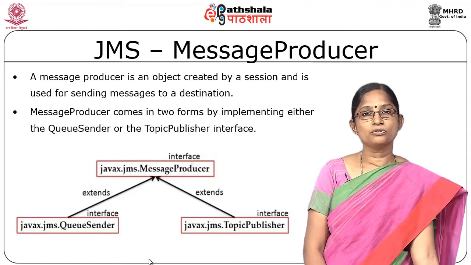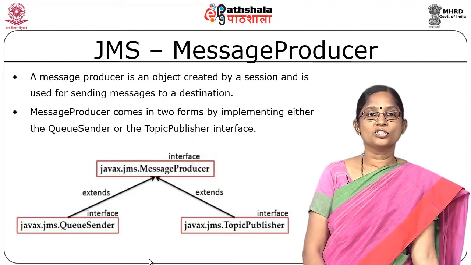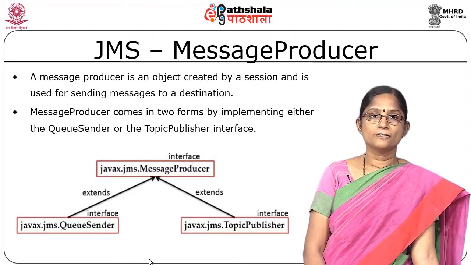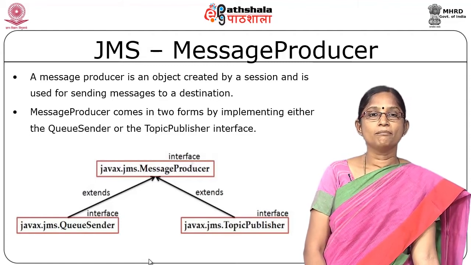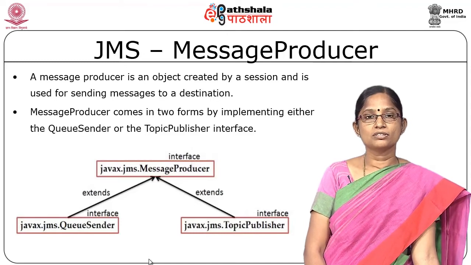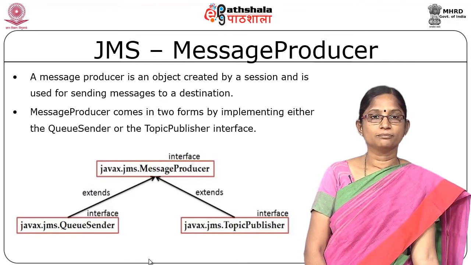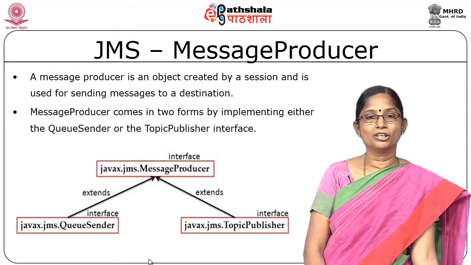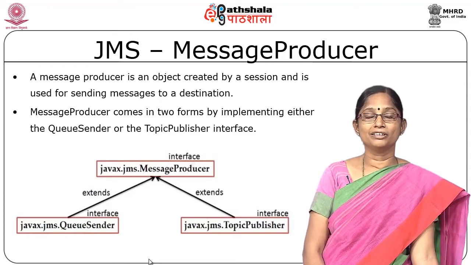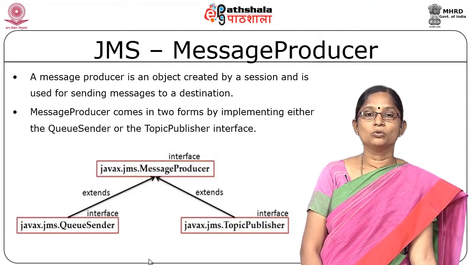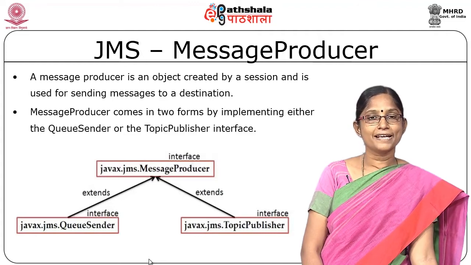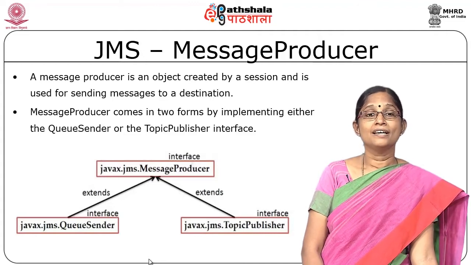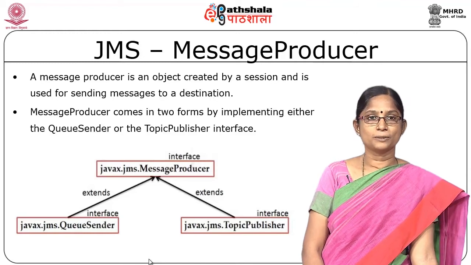Now, a message producer is an object which is created by the session, and this is used for sending messages to the destination. At the same time, message producer comes in 2 forms, that is, either we can use the queue sender or we can use the topic publisher. That is, the message can be used either in the form of queue or in the form of topic, or the destination consists of queue and topic. The messages will be stored either in queue or in topic. So, that is why both the queue sender as well as the topic publisher extend the interface message producer.